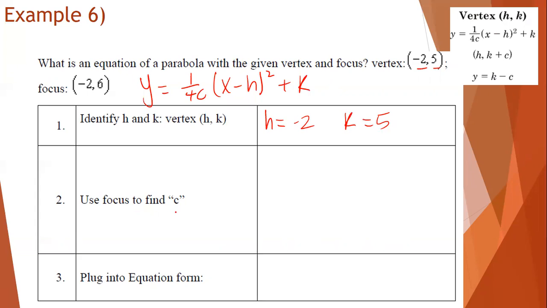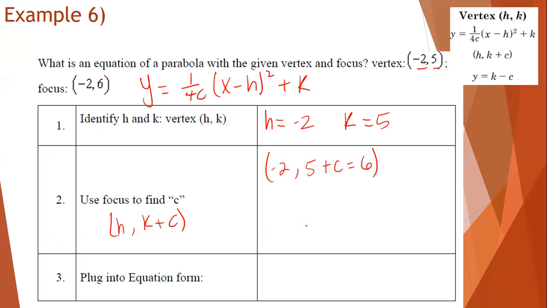Now we're going to use the focus to find the c value. On the front side of your notes, it said that when you're not at the origin, the formula for the focus is h, comma, k plus c. Do you see that? Yes. Okay, so we're going to use that to find our c. We're going to plug in what we do know. We have -2, comma, and it's going to be k plus c. So 5 plus c equals 6.